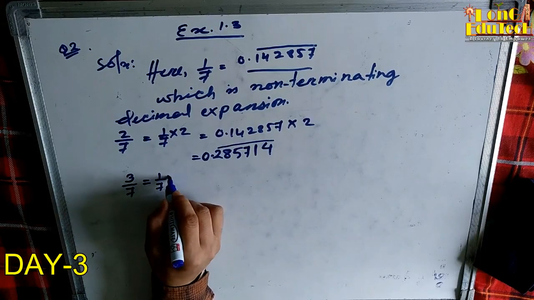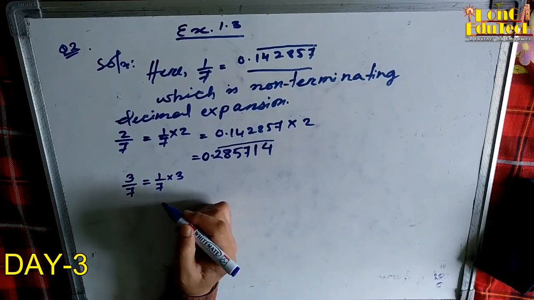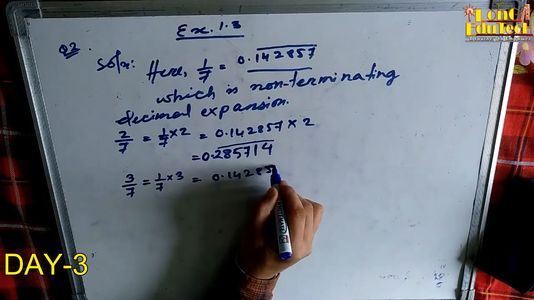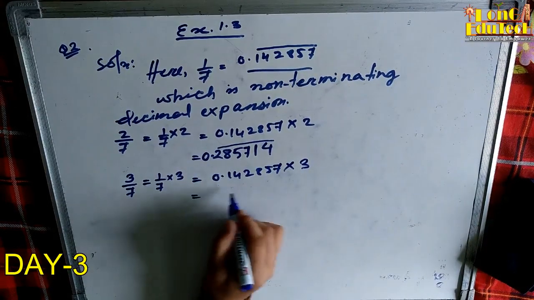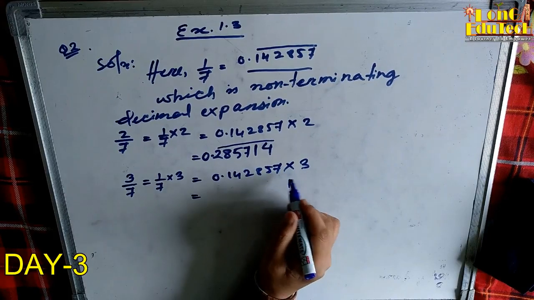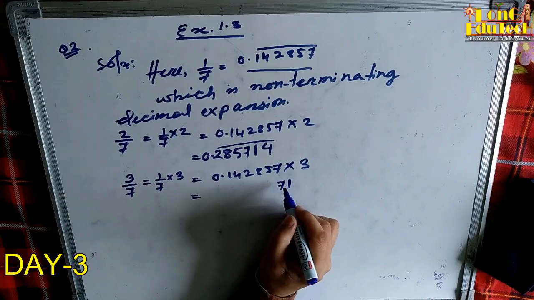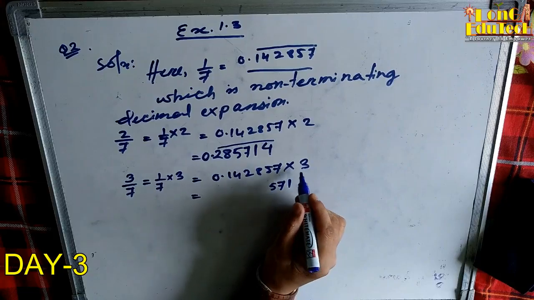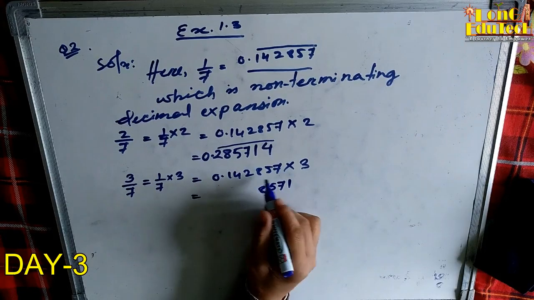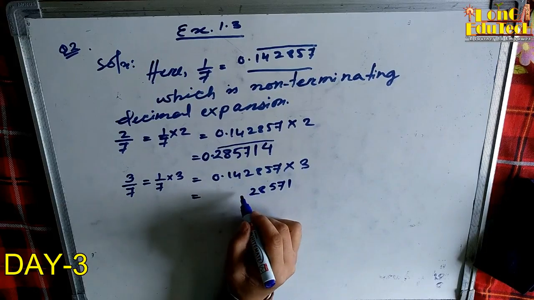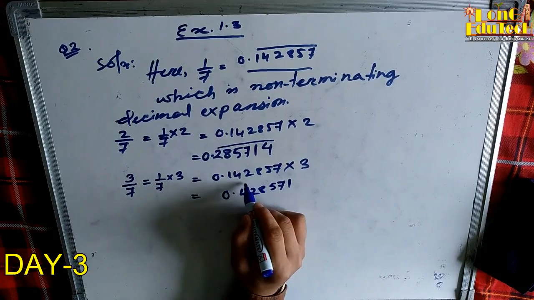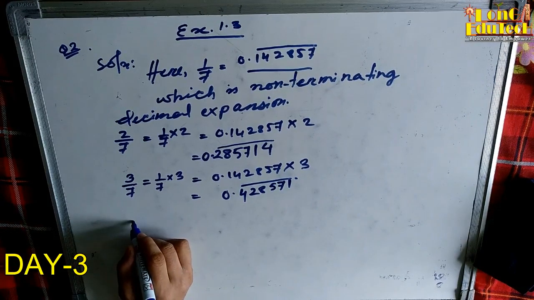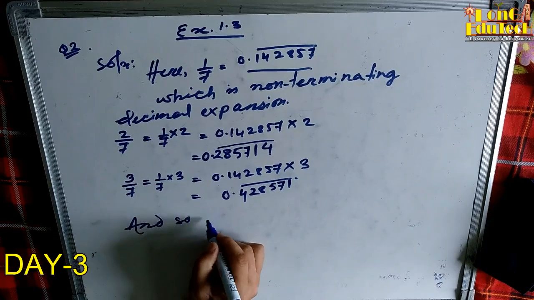1 by 7 into 3, that is 3 by 7, and that also comes to 0.142857 into 3. Here also 7 3 ja 21, right? And 5 2 ja 10, 15, 16, 17. Okay, 3 2 ja 24 plus 1 is 25. Okay, 3 2 ja 6, 7, 8, 3 4 ja 12, 3 1 ja 3 plus 1 is 4.0, right? So this also, okay, and so on.